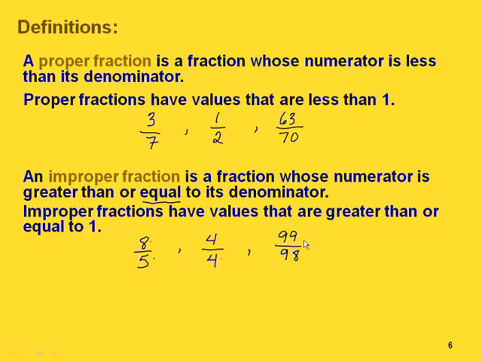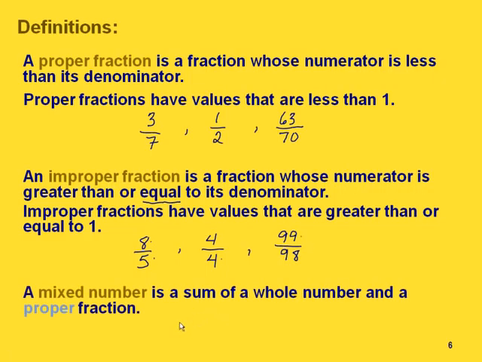And last of all, we have mixed numbers, and these are a combination of a whole number and a proper fraction. So these would be things like 1 and 2/3. So the 1 is the whole number, the 2/3 is the fraction. Another would be 5 and 1/4. Again, here the 5 is the whole number, the 1/4 is the fraction.